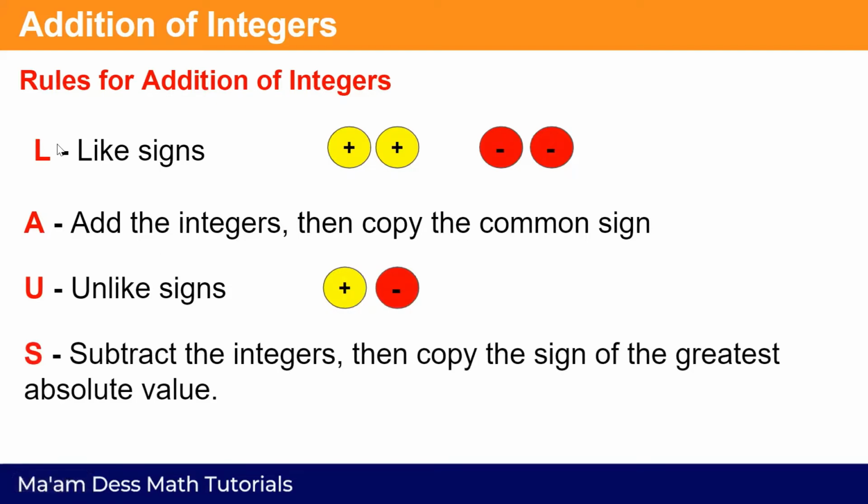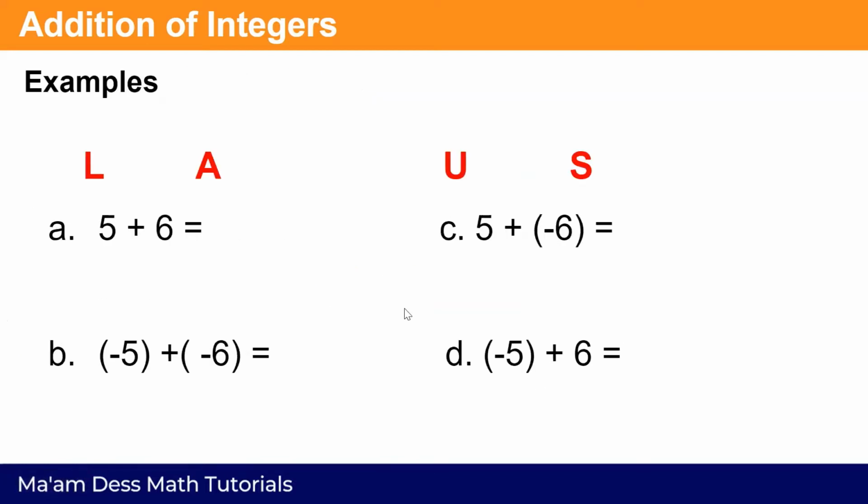So, sundin lang po itong rules. Again, like signs. Add the integers, then copy the common signs. Kapag unlike signs or magkaibang signs, subtract ang integers, then copy the sign of the greatest absolute value. Okay? So, example po tayo.